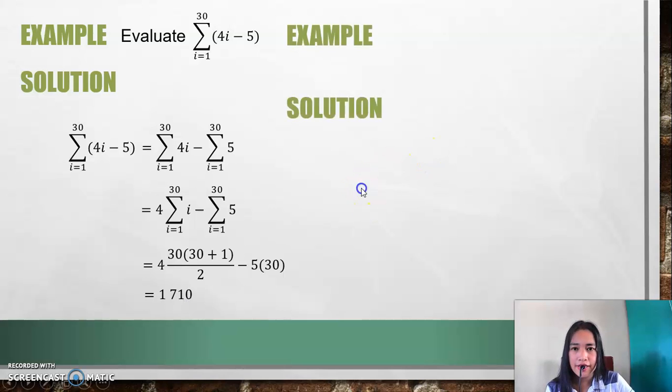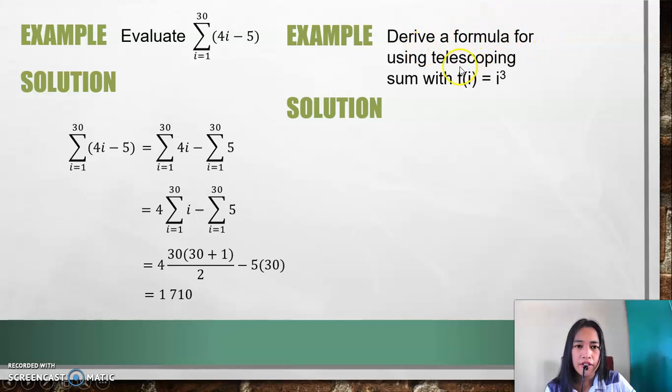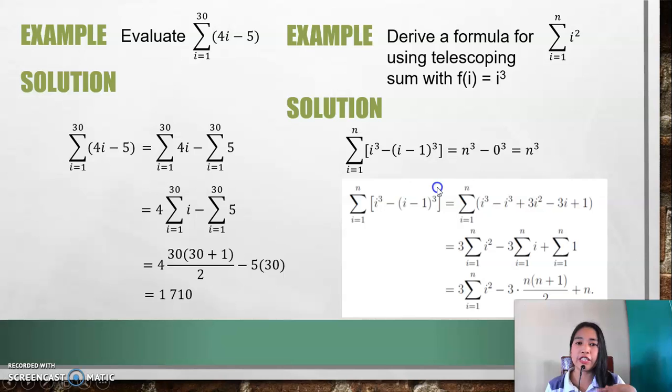Let's proceed to our second example. We are going to derive a formula using telescoping sum with f of i equals i cubed. The concept of the telescoping sum is that terms cancel out, and what remains is the first term or the last term. So that is our deriving of the formula. We already found the formula for i, and now we will derive the formula for i squared so that we can use it later on. We will continue the discussion in the next video about the derivation of the formula for the summation of i squared from i equals 1 to n using the telescoping sum.